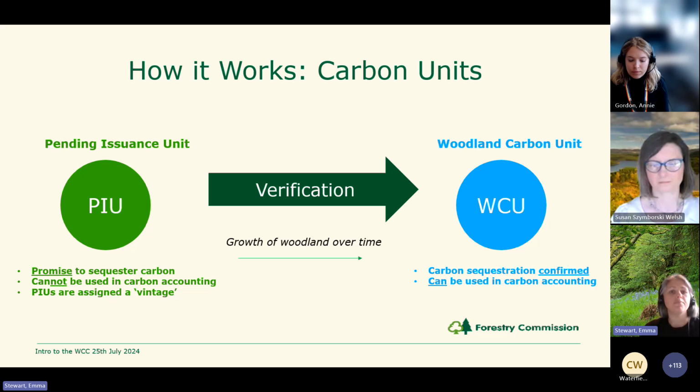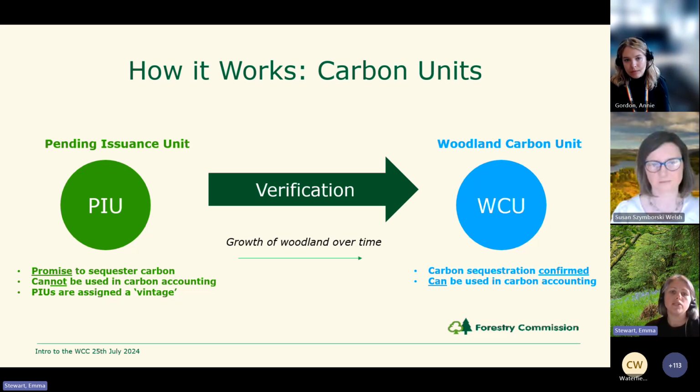Once that's confirmed, it will be converted into a WCU. Now, only WCUs can be used to offset. You can't use PIUs to offset because a PIU represents a tonne of carbon that hasn't been sequestered yet. So you can't make any claims against PIUs. You can only make claims against WCUs.